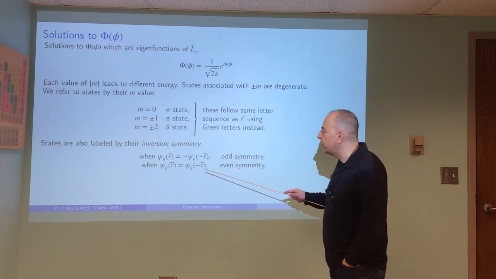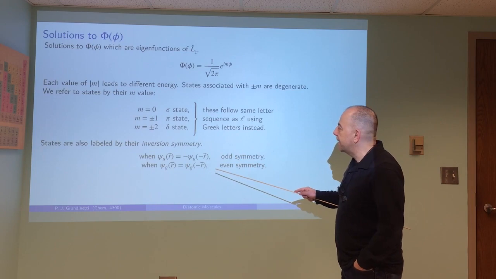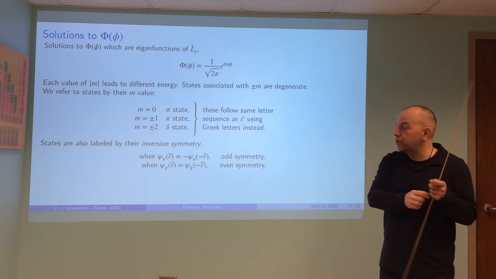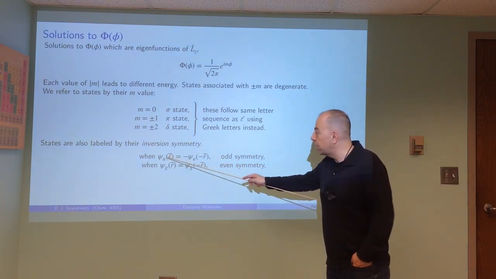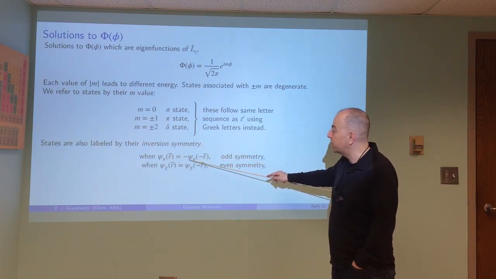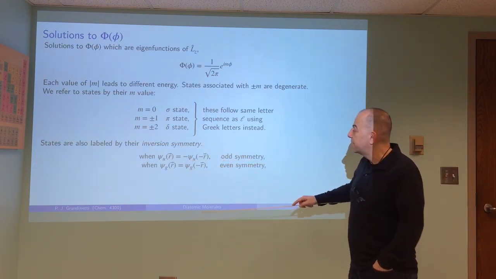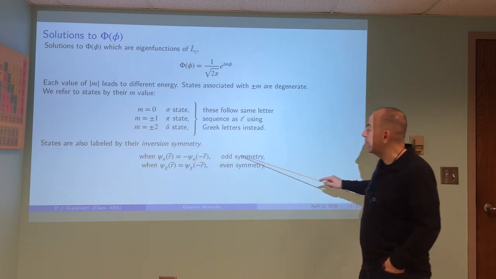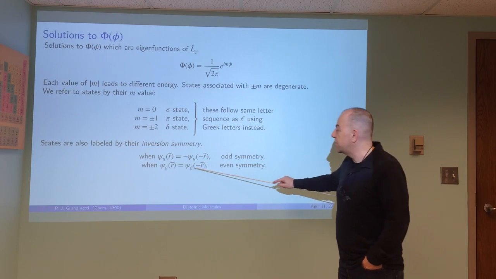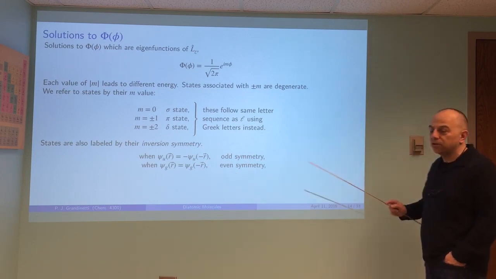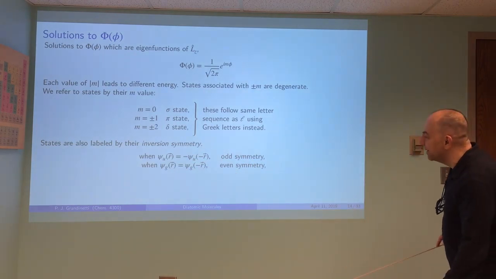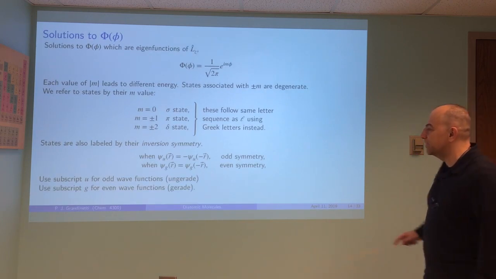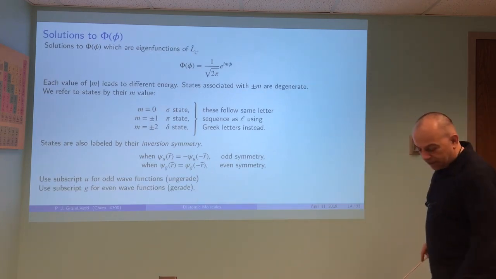We will also label these states by how they behave under inversion symmetry, so inversion through the origin of the problem. When you take R and go to minus R, does the wave function change sign or not? We're going to give the label u if they have odd symmetry, and g if they have even symmetry. That's ungerade and gerade if you speak German, and I don't. So these are the subscripts for odd and even.